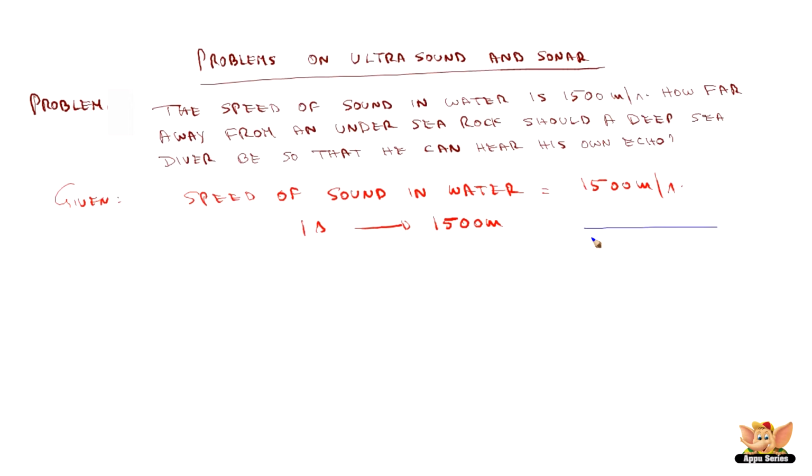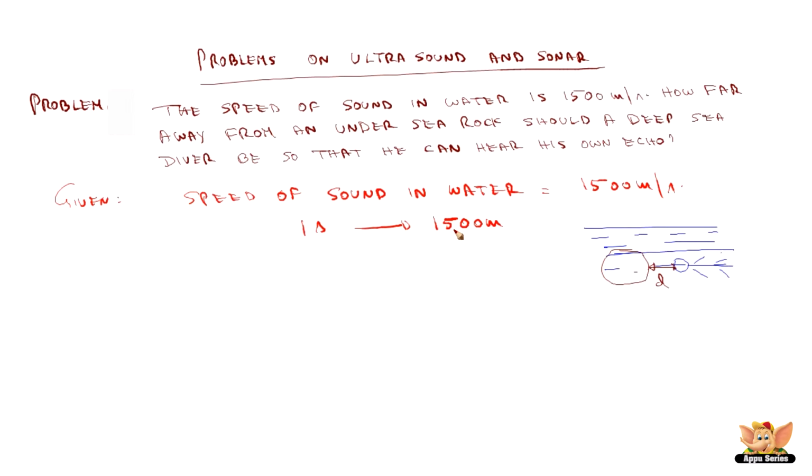That means, let us see for more clarity, there is a deep diver and there is a rock, sea rock. Now what is this distance? This distance we say as small d. Now we need to find this distance. In 1 second the sound can travel from the diver to the rock and from rock back to the diver since he hears his own echo.